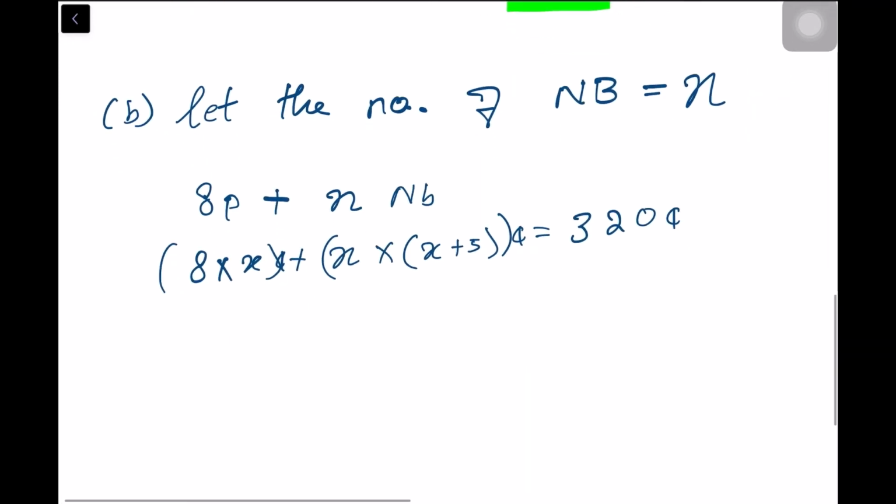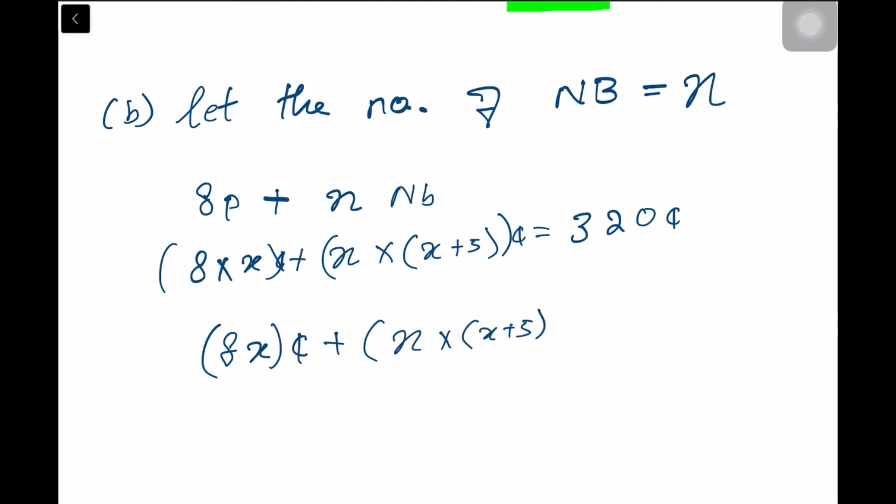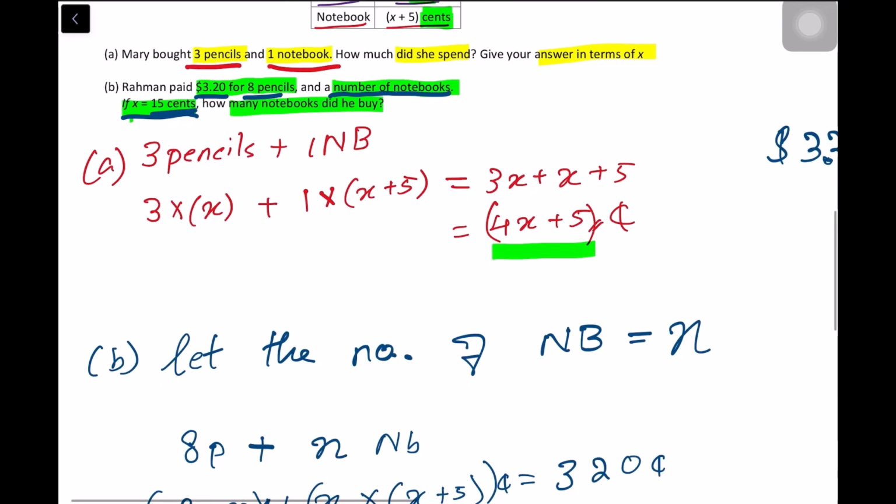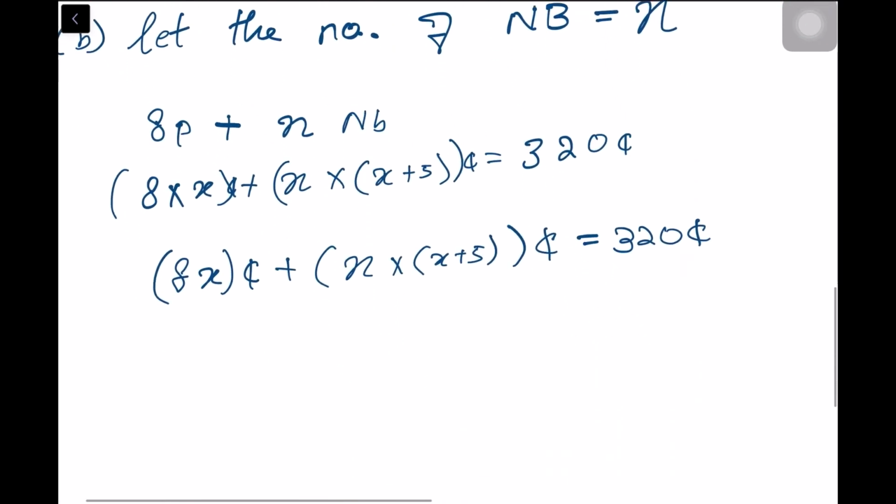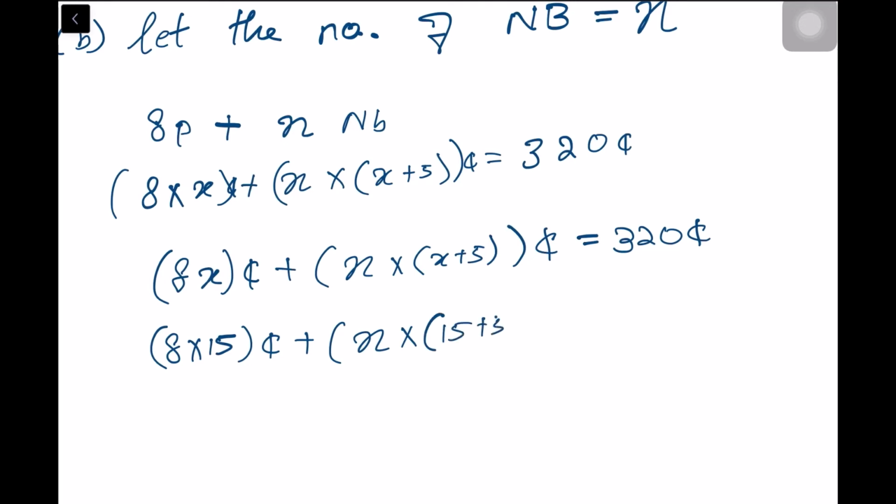So we'll simplify this equation. We have 8x cents plus n into X plus 5 cents, which gives us 320 cents. So now we know the value of x is 15. We shall substitute it into this equation. So we have 8 times 15 cents plus n into 15 plus 5 cents, which gives us 320 cents.